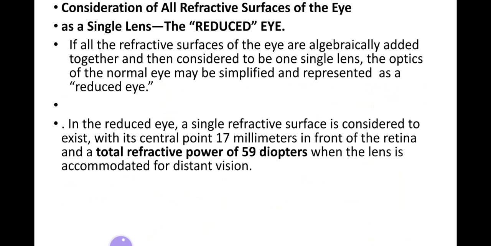Consideration of all refractive surfaces of the eye as a single lens. What is the reduced eye? If all the refractive surfaces of the eye are algebraically added together and then considered to be a single lens, the optics of the normal eye may be simplified and we represent it as the reduced eye. In the reduced eye, a single refractive surface is considered to exist with its central point 17 millimeters in front of the retina and a total refractive power of 59 diopters when the lens is accommodated for distant vision.